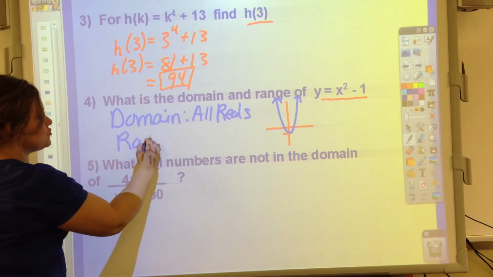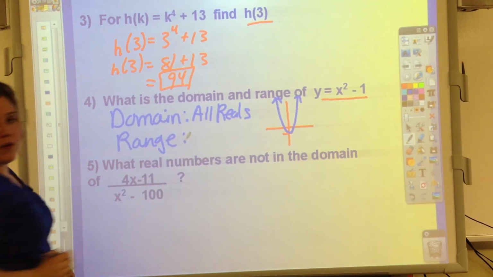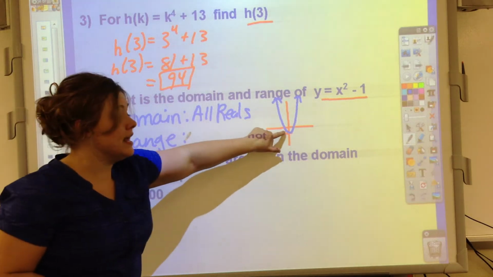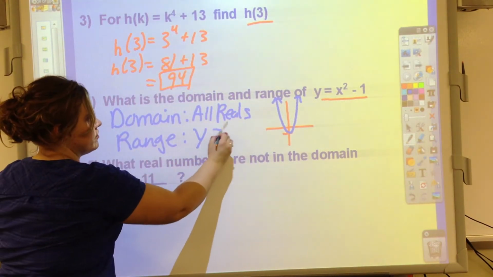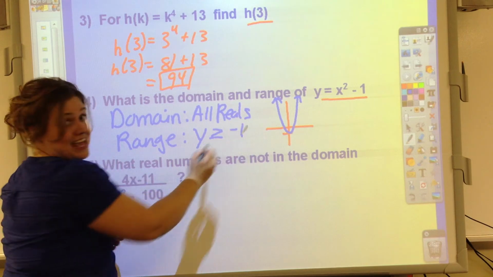For my range, my values of y, where do I begin? I actually begin at a -1, don't I? And I go all the way up. So I would say y is greater than or equal to a -1.